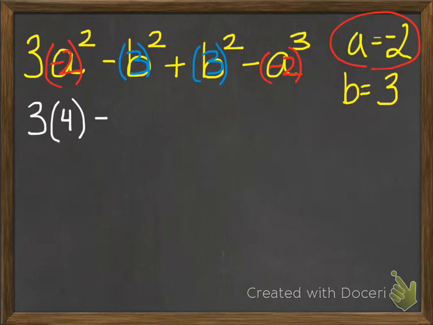Then I'm going to minus, what is 3 squared? That's what it says right there, 3 squared. 3 times 3 is 9. Moving on with my plus, what's 3 squared? It's a repeat, right? It's 9. And what's -2 cubed?